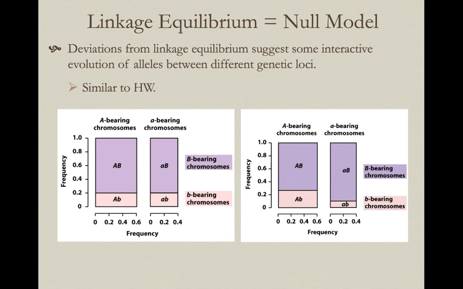Okay, here are our two models. The one on the left is representing our null model, linkage equilibrium, in which we have all possible combinations being shown in the relative frequencies we would expect if each of the alleles were assorting randomly. When we see a deviation from this null model of linkage equilibrium, we have what is called linkage disequilibrium. Something is occurring here where these alleles at the two different loci are interacting in ways to influence each other's evolution.